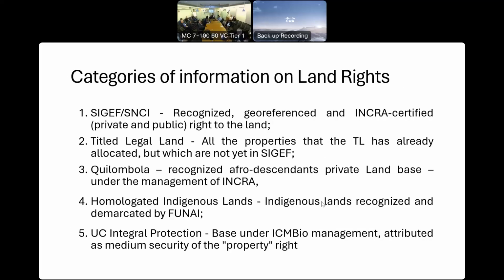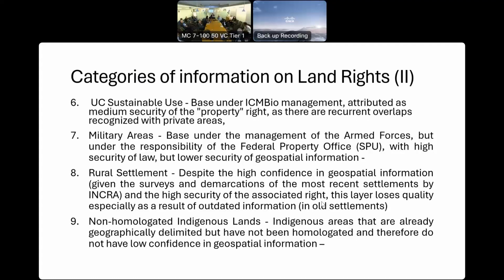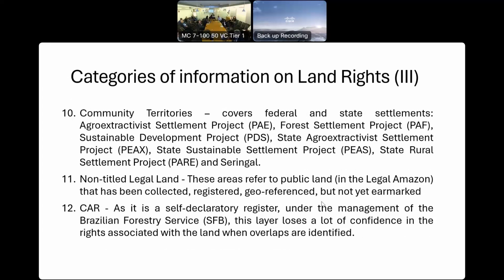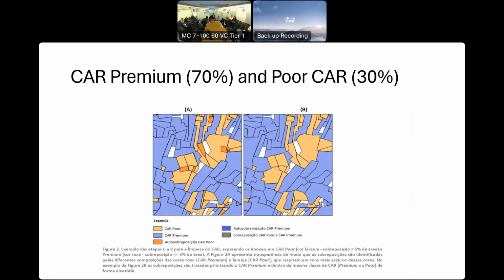So we are using CIGEF, so that is INCRA information, let's say, the legal land that is registered, the type of legal land is in there, and again, more or less the same criteria we are using here to try again. The sustainable conservation units, military areas, rural settlements. So it's always a gathering of information that exists in Brazil, and there is a lot of that information. So not non-titled legal land, CAR, again, it's all in there.